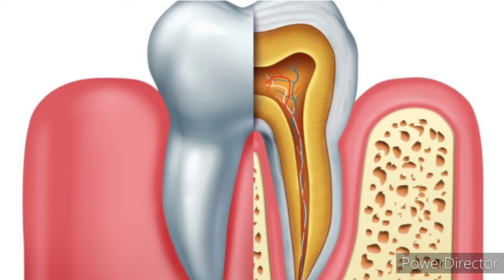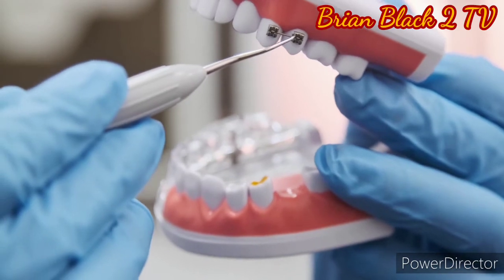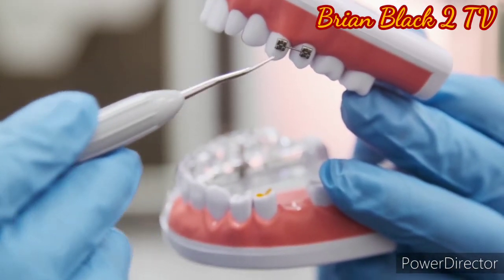So basically those are the three major causes of cavities. We've looked at plaque forms, we've looked at plaque attacks, and after the plaque has attacked your tooth, the third stage is the destruction of the tooth. That is, the destruction continues, hence leading to tooth decay.